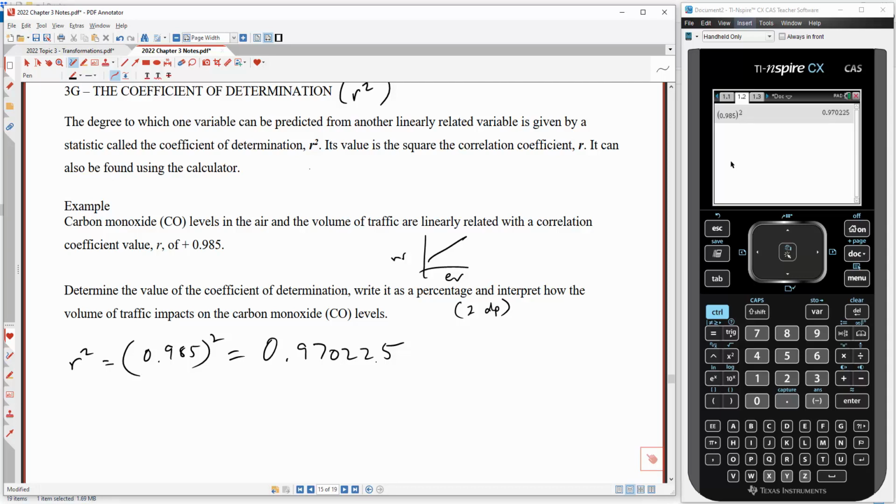So what I would do is on the calculator, multiply this over here, multiply this by 100. So it's going to be 97.02%. All right, and we're now going to do the interpretation.